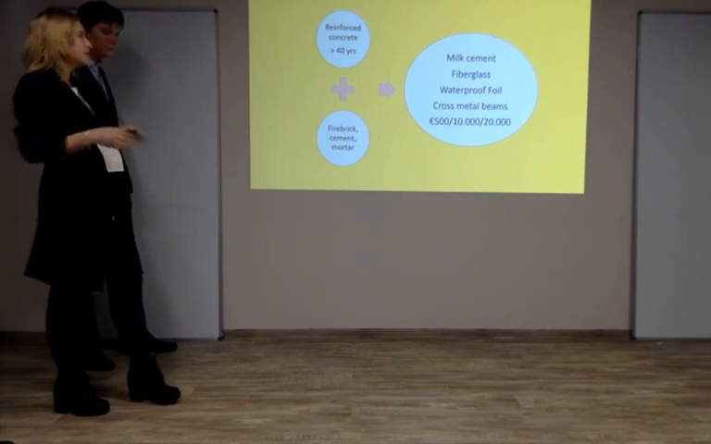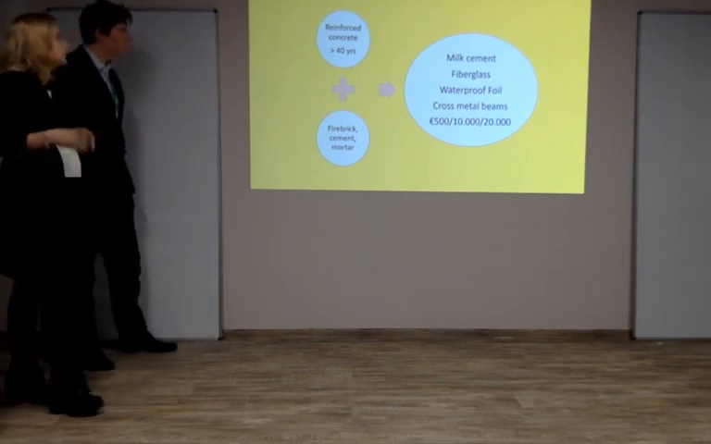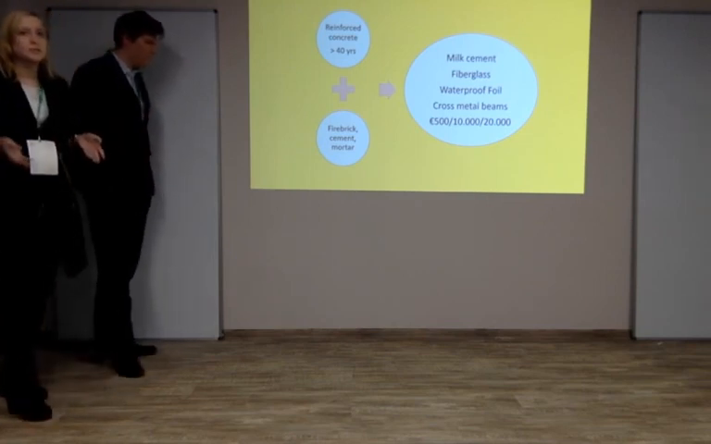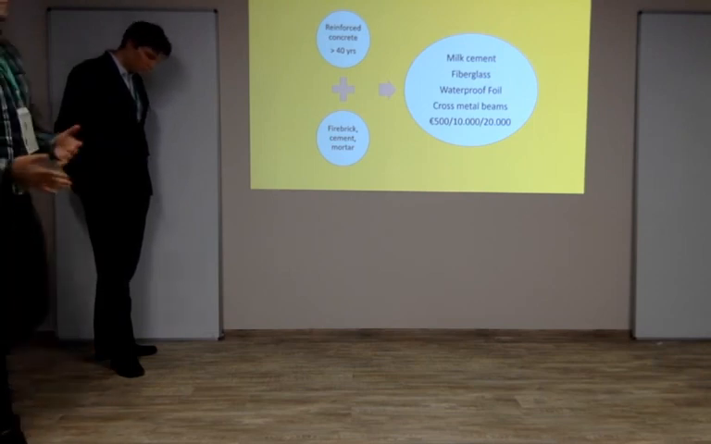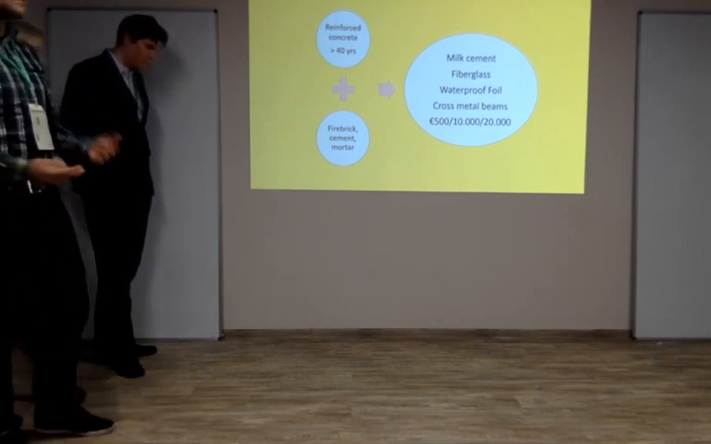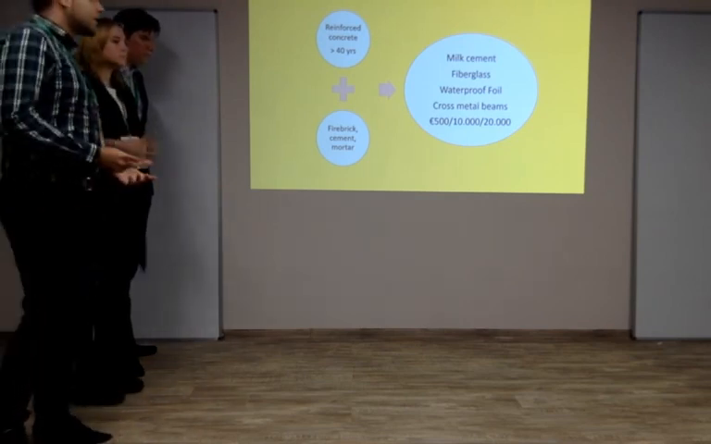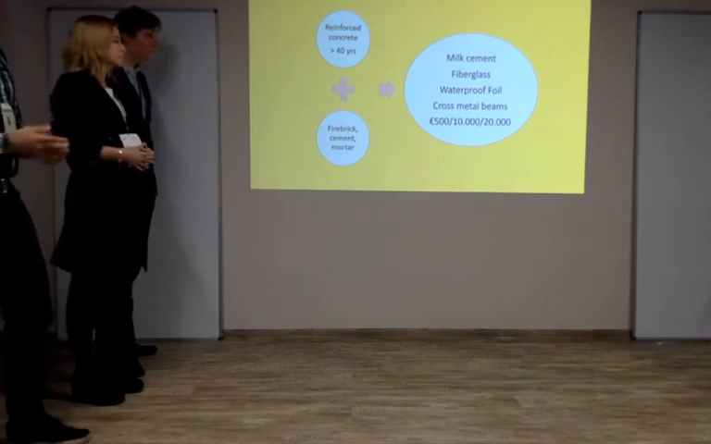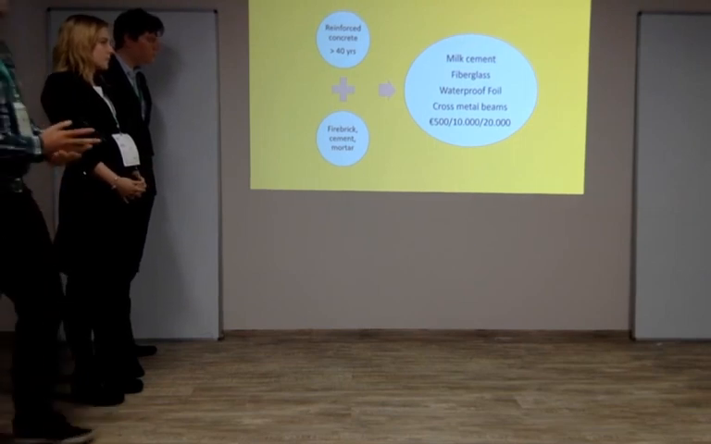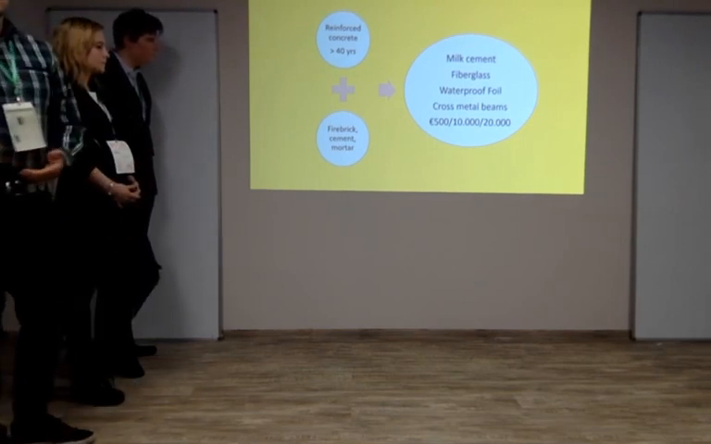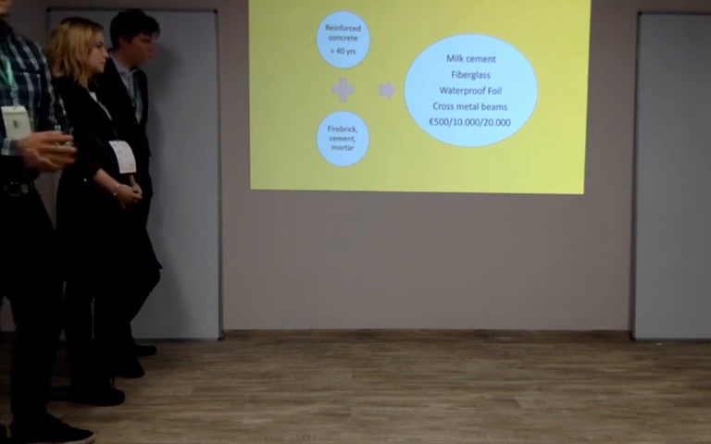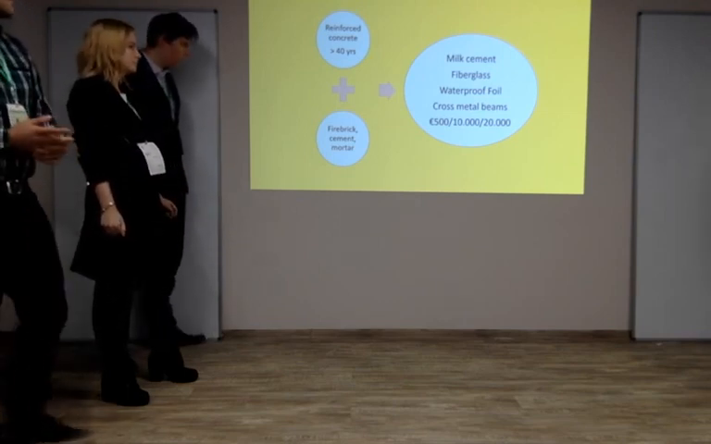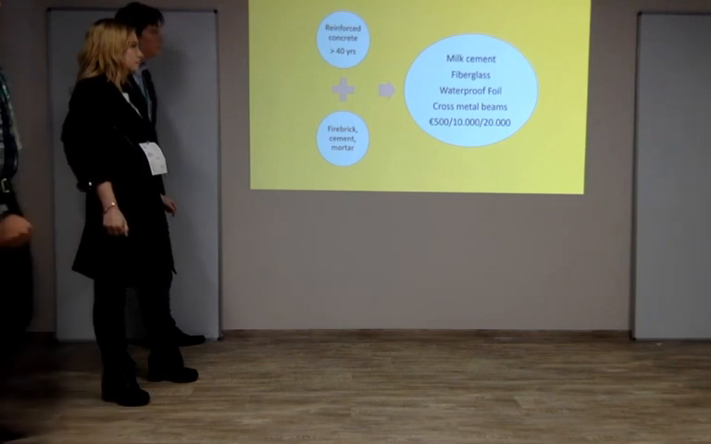The yellow code means buildings made out of reinforced concrete which are older than 40 years, and also could be made out of fire brick or cement or mortar. The materials used to rebuild and restructure the whole building are milk cement, fiberglass, and waterproof foil. These two are used for the foundation to rebuild it and to avoid water infiltration. We also use a cross metal beam. For houses we use only 500 euros, for blocks less than 4 floors we use 10,000 euros, and for larger blocks we use 20,000 euros.